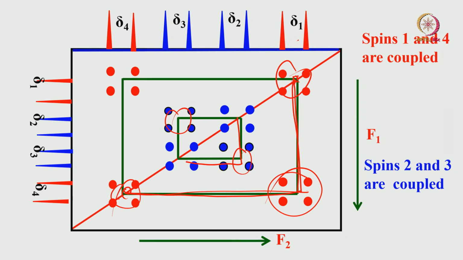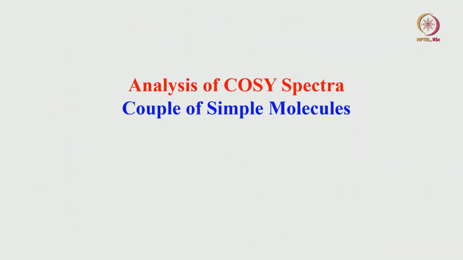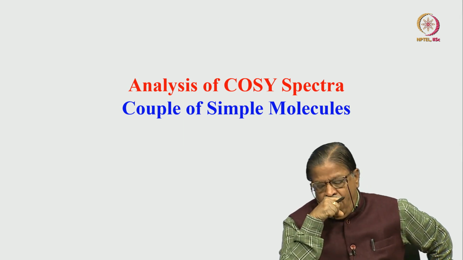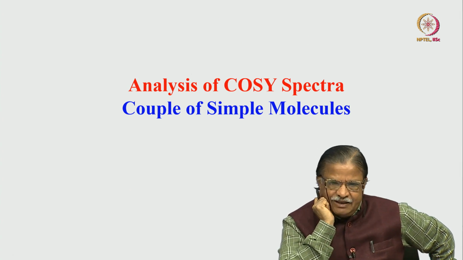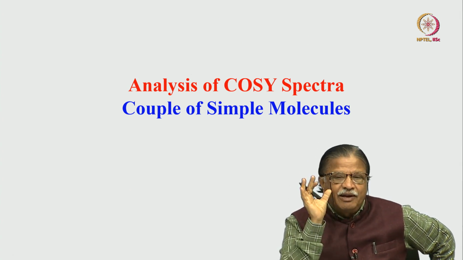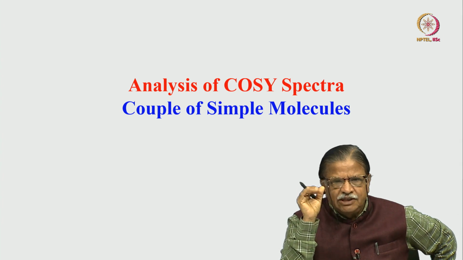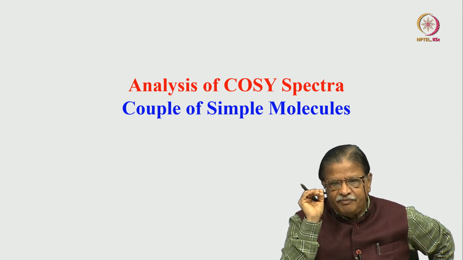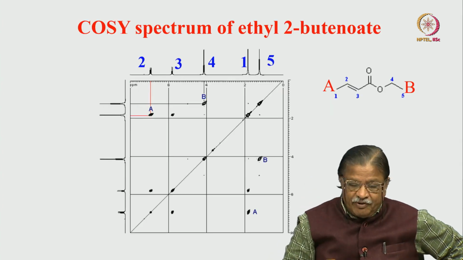Simply take a COSY spectrum, and looking at the COSY spectrum, you will say which protons are coupled, which 2 spins are coupled, and they are from which molecule. Easily you can do that. So we know how to use the COSY. Let us use the COSY for analysis of the spectra of simple molecules. We will analyze the COSY spectrum of simple molecules. We get a feel for what is happening. So with that we will become more familiar.